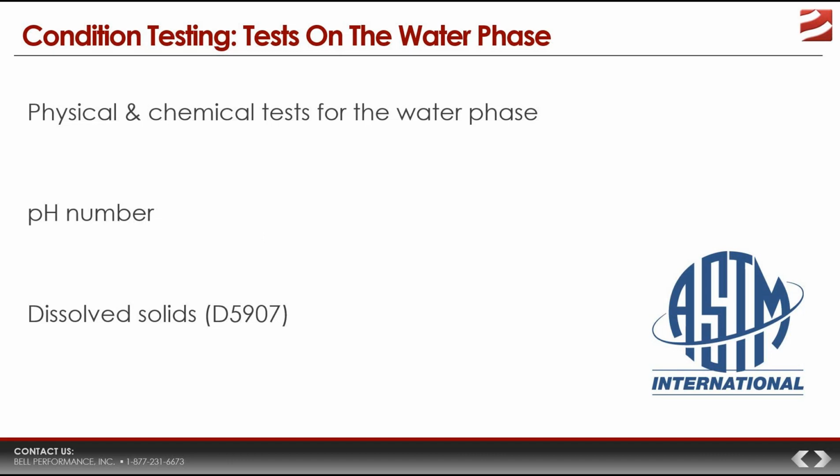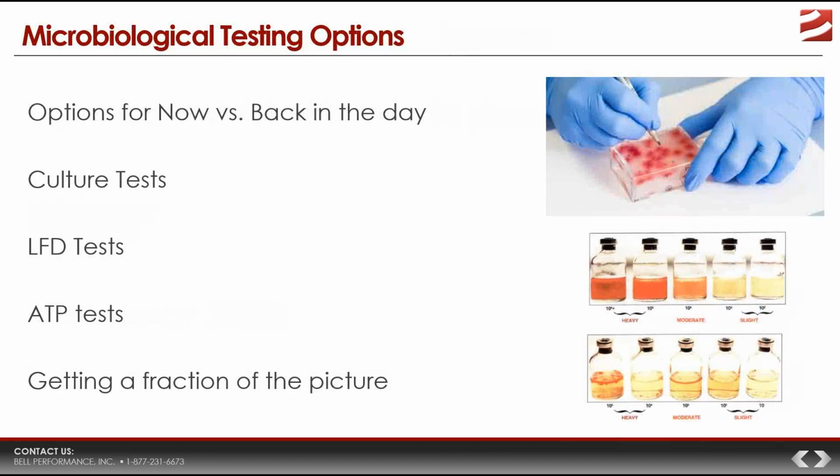The last category of tests that we would undertake are the ones that are most specific to measuring or detecting microbial contamination itself, and those are the microbiological tests. Now, in this area of microbiological testing options, there have been a lot of great improvements made in the recent past. And this gives mission-critical fuel managers much better options for detecting and for problem-solving than their predecessors had.